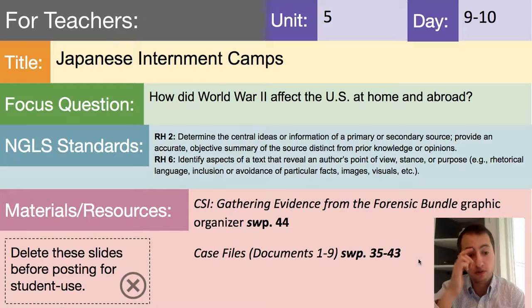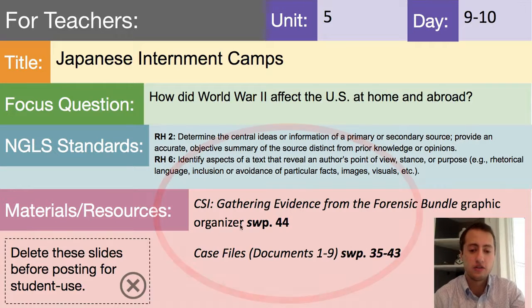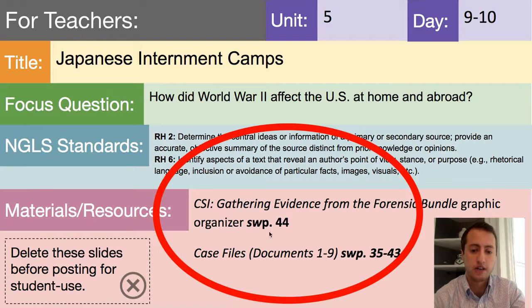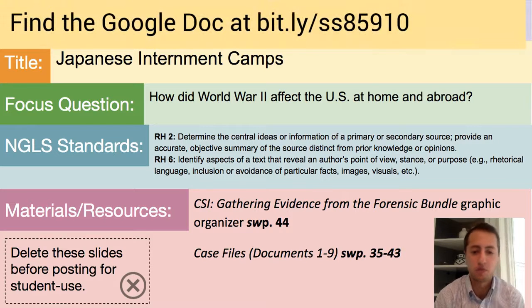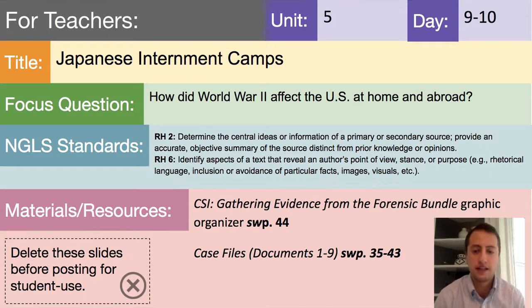There are a couple of resources before I move past the first slide, and they're all in the student workbook. The graphic organizer that's mentioned later in the lesson is student workbook page 44, and the case files that are used in this lesson and in lesson 10 are in student workbook pages 35 to 43. I also created a separate Google document that students can actively use online, which will replace both of those documents from the student workbook. But if you wanted to use the PDF, that's available for you in the Passport to Social Studies Google Drive.